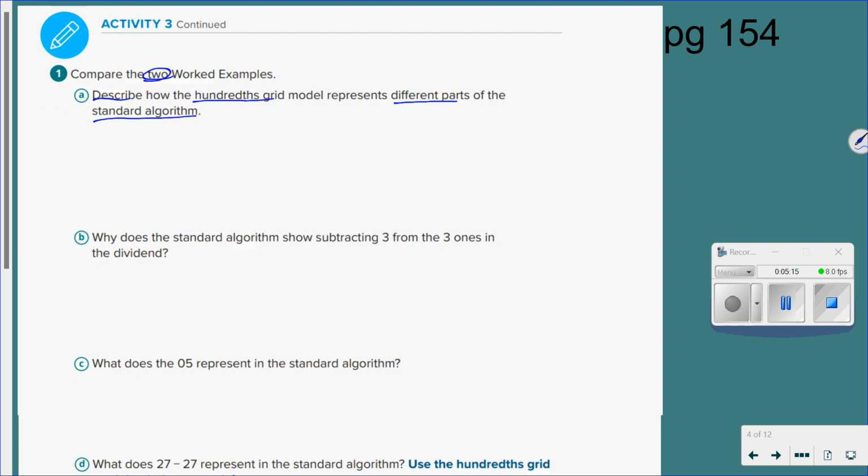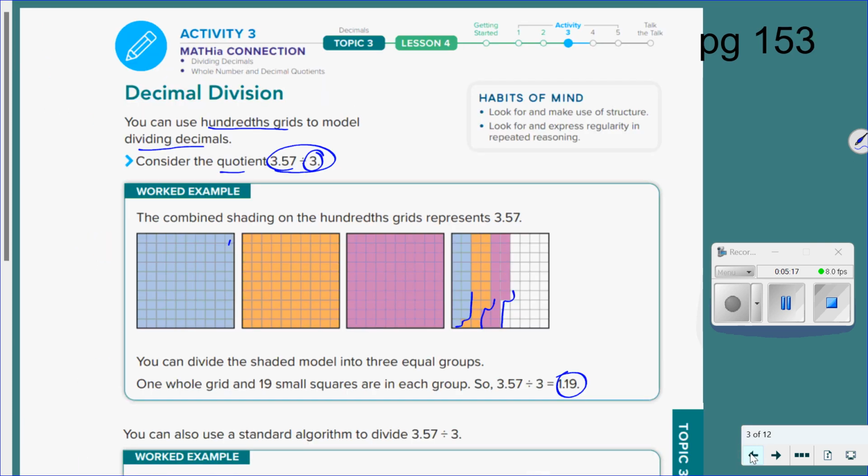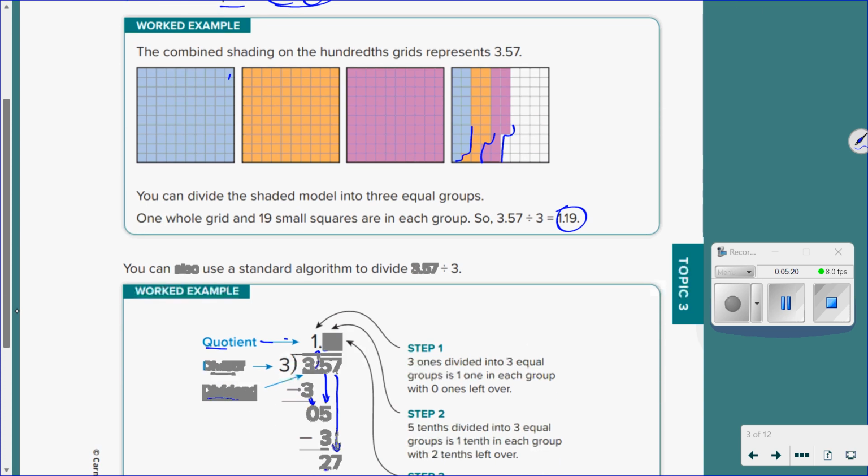I'll go back to the grid to help you guys understand it. So I'm looking at the grids. The 1 in my standard, this one here, means that each one had 1, correct? The 1 here meant that each one had 1/10, correct? The 9 here means that each number had 9 hundredths. Can you guys now see how that all came together?